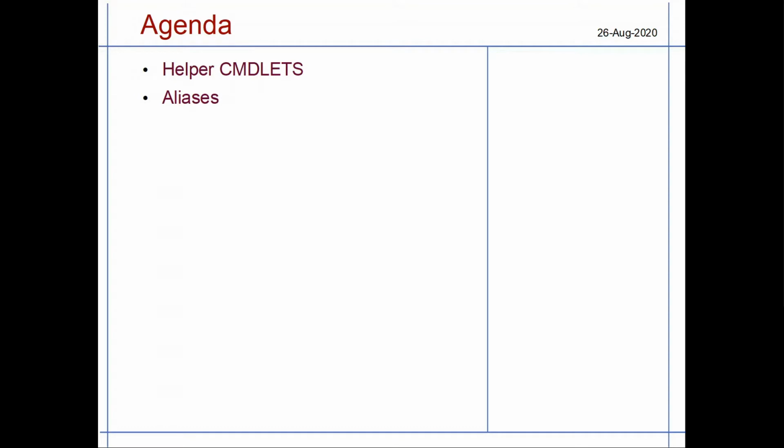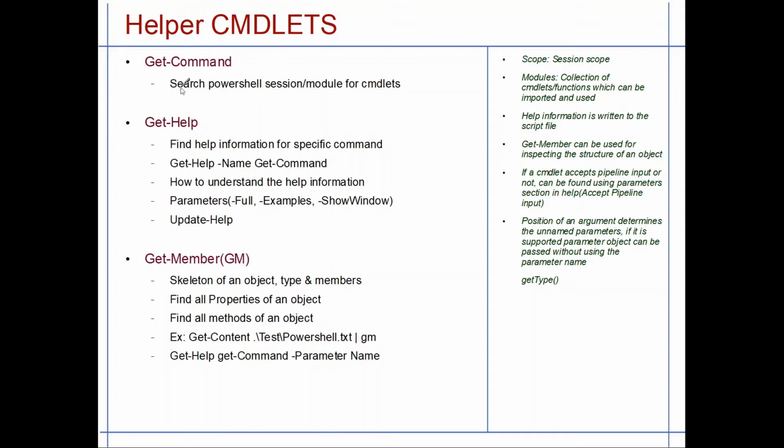Today I'll be covering helper commandlets in PowerShell and aliases. Let's start. The first command we are going to look at is the get command. Get command is used to search PowerShell sessions or PowerShell modules for any commandlets.